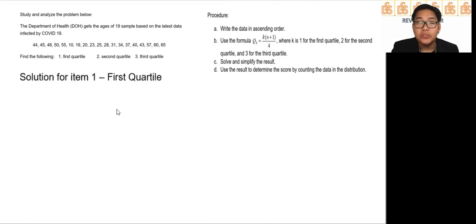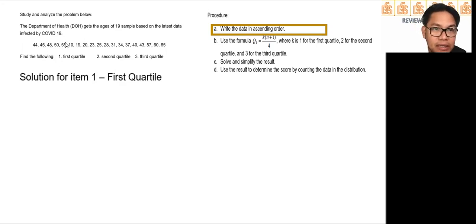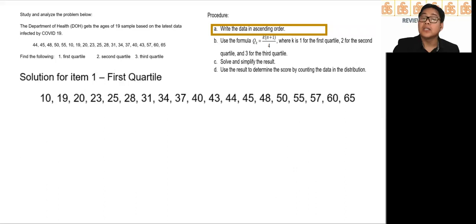First, the solution for item 1, the first quartile. Based on the procedure, we write the data in ascending order. When we say ascending, it is from the smallest to the largest value. What is the smallest value? It's actually 10. So let's check: 10, 19, 20, 23, 25, 28, 31, 34, 37. The numbers are really ascending.